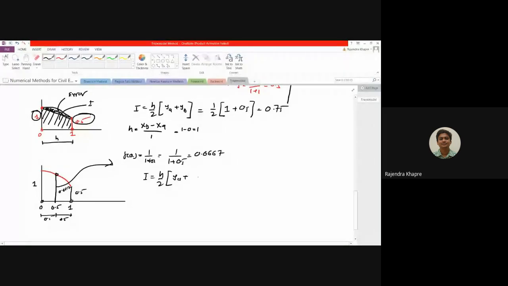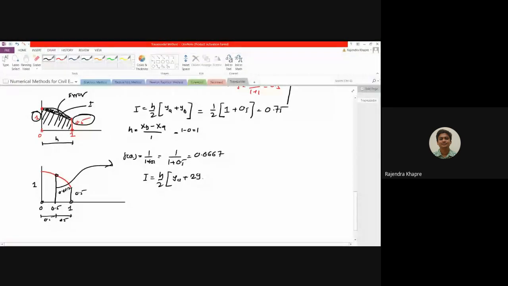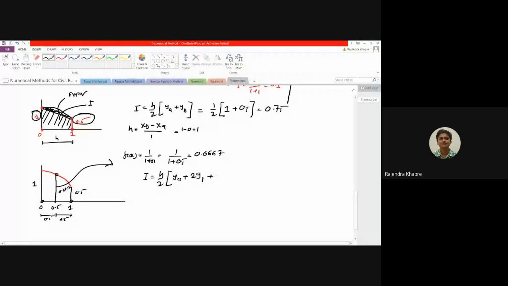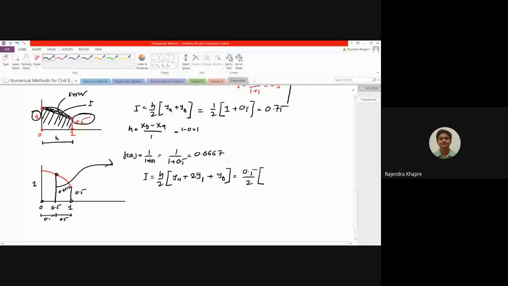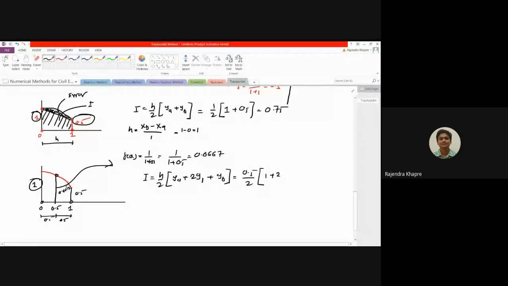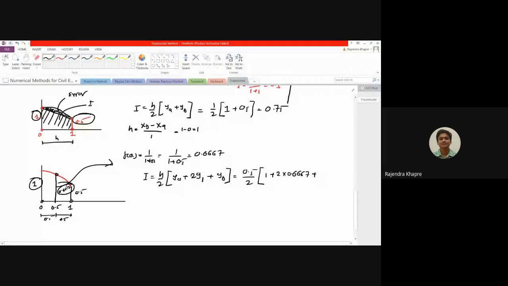Now since we have one interval, I can be written as h by 2 into ya plus 2 times y1 plus yb. So your h value this time is 0.5 divided by 2. Ya is nothing but this value, which is 1, plus 2 times y1, that is into 0.6667, plus yb is nothing but 0.5. So now can anybody tell me what will be the value of I?